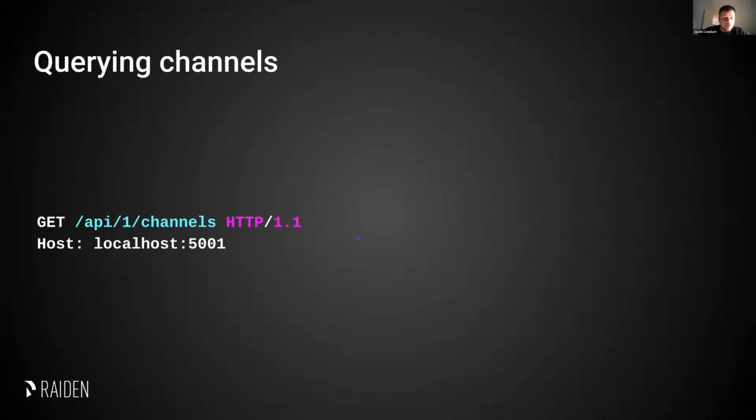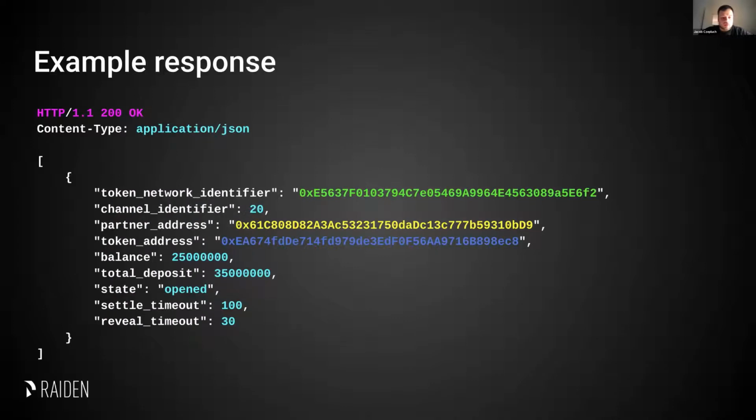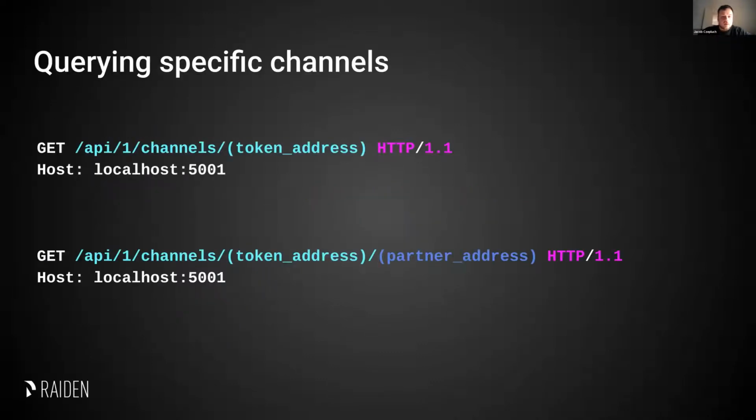You can also query all channels for your node by GET to the API v1 channels endpoint, and that just returns a list of objects. In this case, we only have one open, but you can see that it's a list by the square brackets. So if we had more channels, there would be a list of channels popping up. You can query a specific channel. So if you know you want to see all channels for a specific token network, you specify the token address. And if you want to get a specific partner for a specific token address, you add the partner address to the endpoint.